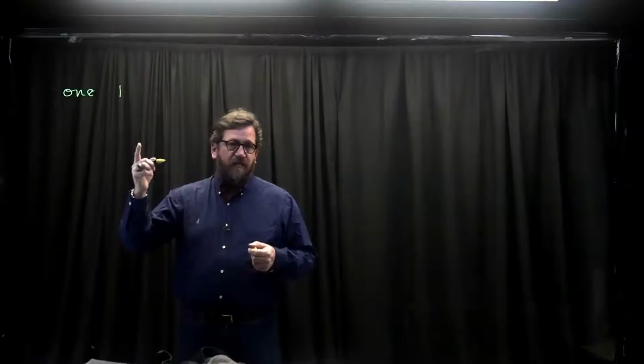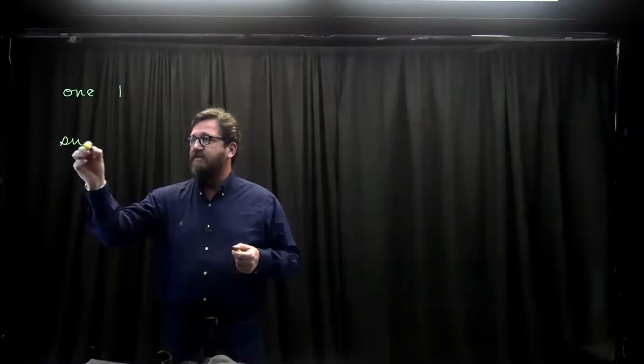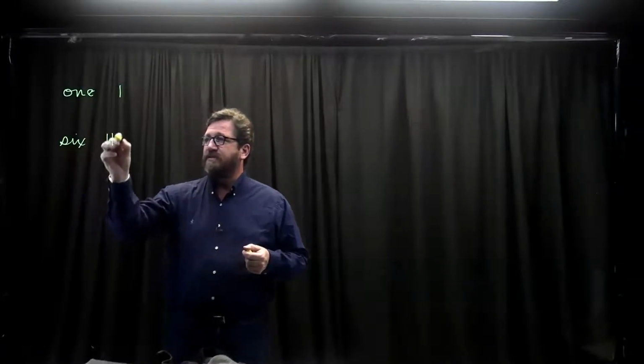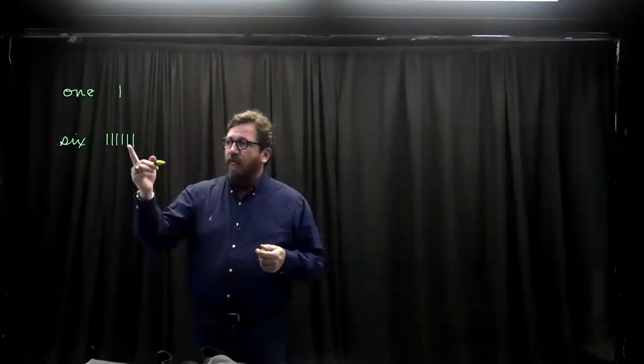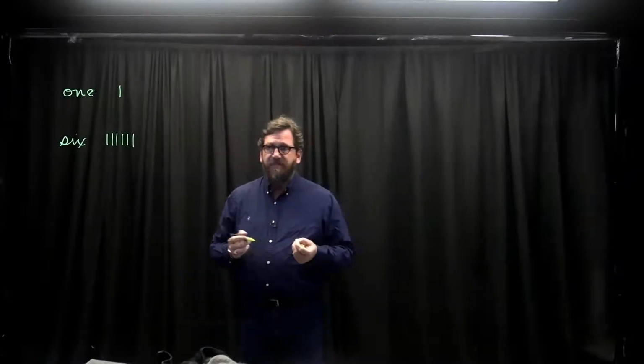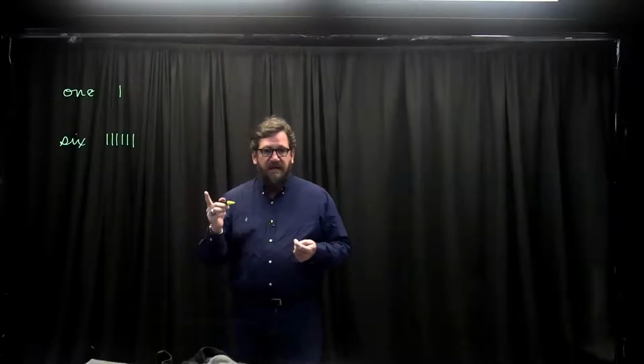For 2, 3, 4, 5, all the way through 9, they would simply use staff marks. So to represent the concept of 6, they would simply use 6 staves. What this means is that the Egyptian system of numeration is said to be an additive system. Each symbol has a meaning, and you add the meanings together to get the total.